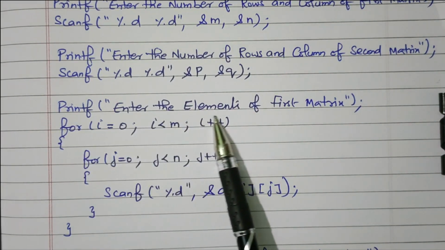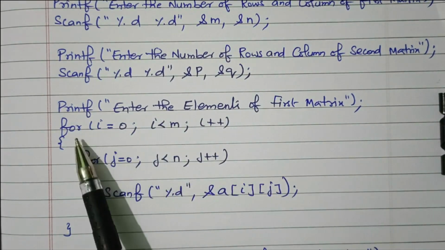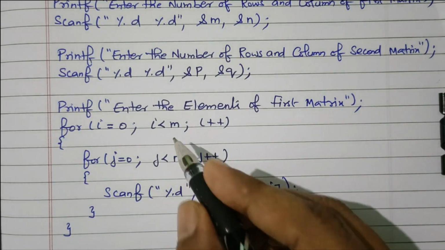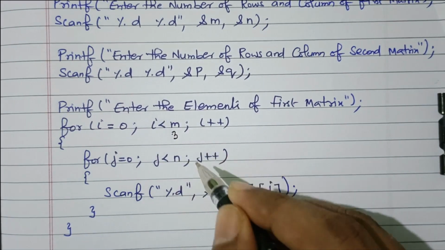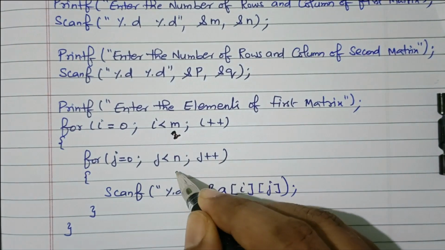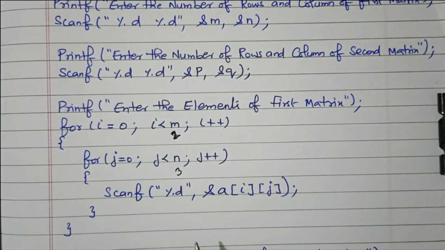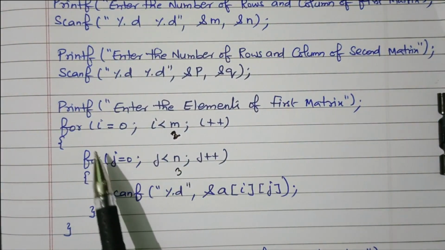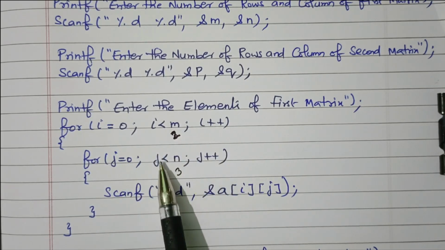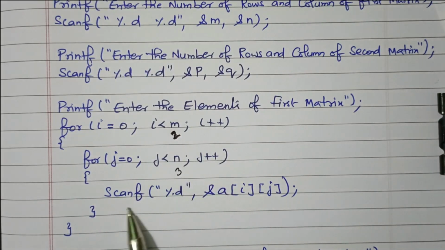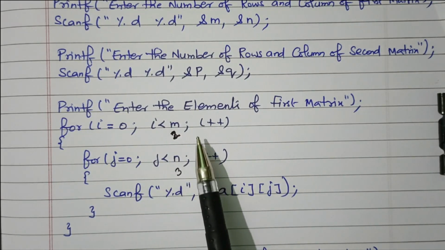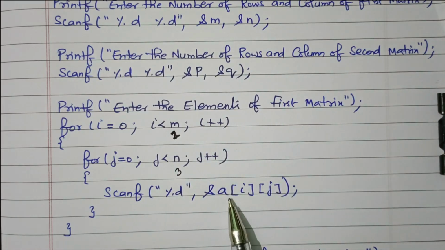Printf, enter the elements of first matrix, for I equal to 0, I less than M, I plus plus. We already discussed that we are going to use a 2 cross 3 matrix: row is 2, column is 3, right? Then the outer loop will vary the row and the inner loop will vary the column. So inside we have one more loop that varies the column, scanf and A of ij, right? The first element entered is stored in A.